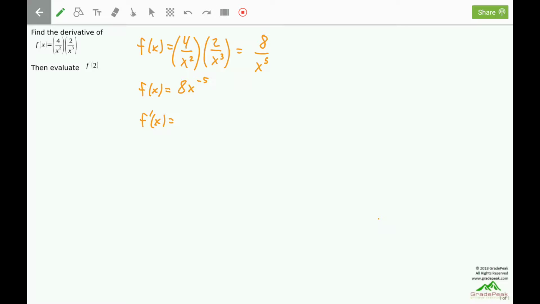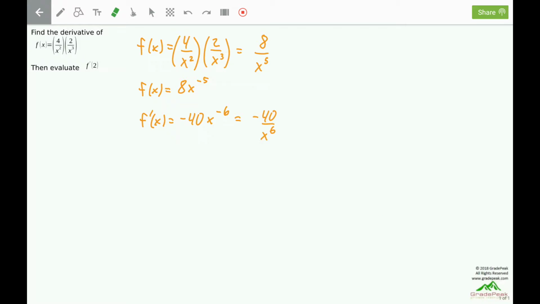f prime of x will equal, bring down the negative 5 and multiply it with the 8. 8 times negative 5 is negative 40. x raised to the, subtract 1 from negative 5, and that'll give us negative 6. Since it's a negative exponent, we can rewrite it by moving it to the other position. It's in the numerator. Let's move it to the denominator and call it a positive 6. So negative 40 over x to the positive 6.